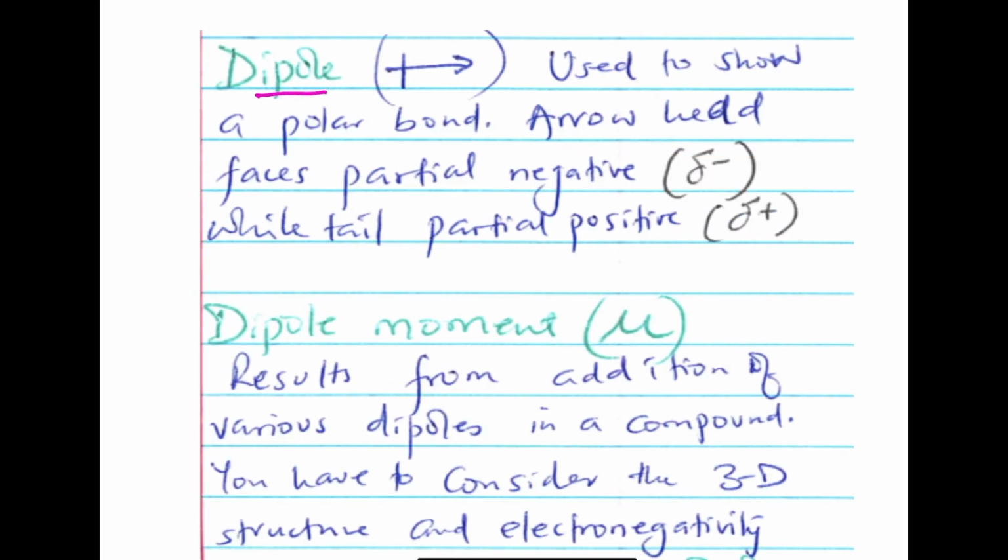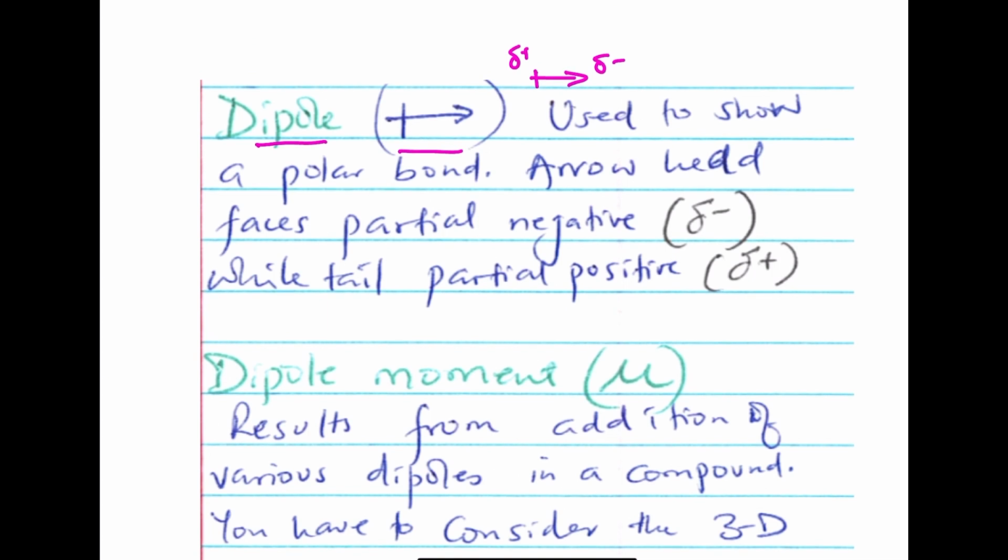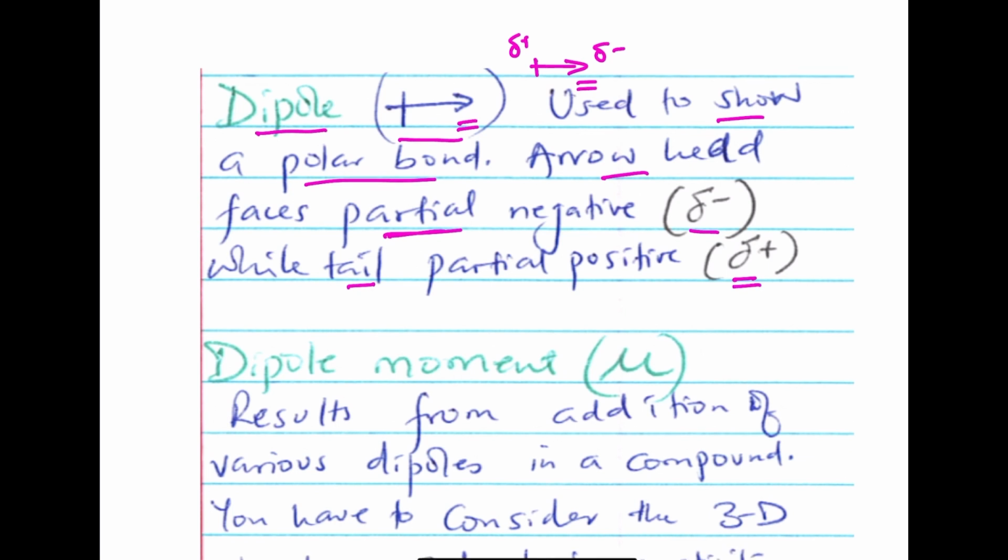Dipoles, or a dipole, and we use this arrow with the head pointed to the more electronegative species and the tail, crossed to look like a plus, pointed to the less electronegative species. So that's a partial plus, and this will be a partial minus, delta plus, delta minus. A dipole arrow is used to show a polar bond. The arrowhead faces the partial negative, while the tail faces the partial positive, delta plus.